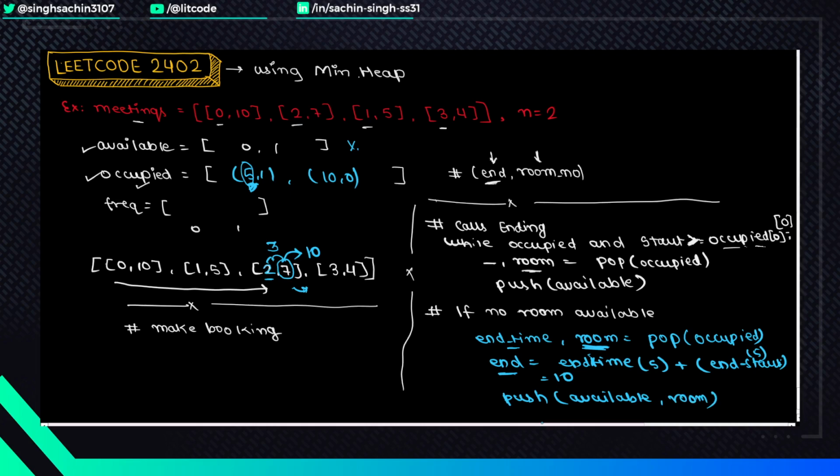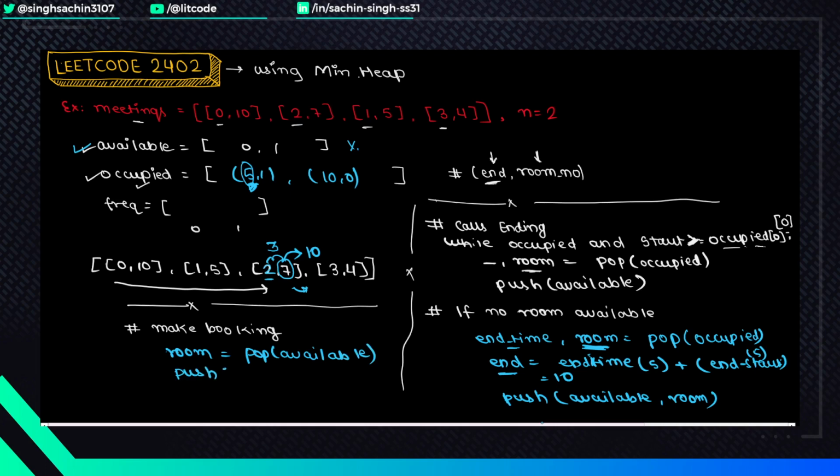We want to make a booking, so what we'll do is get the first room which is available in the available heap. So pop from available, you'll get the room number, the smallest room number, and you will basically just push into occupied with your end time, which you get from here, end, and the other value is the room number. So the room number you already know, which you got from here.